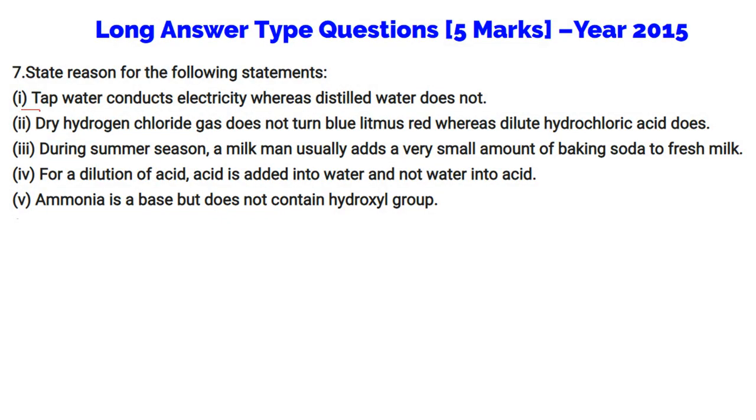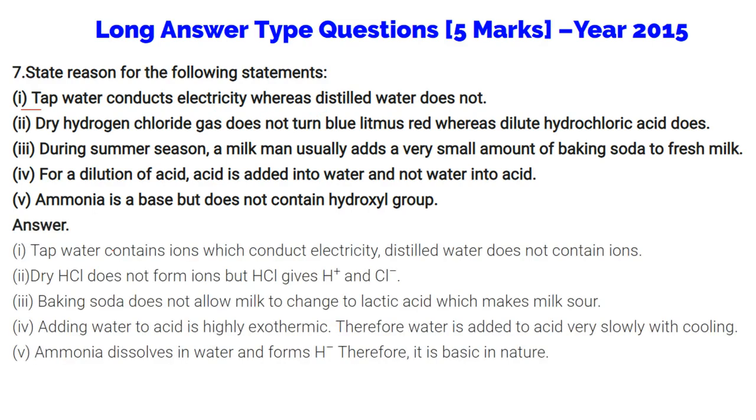State reason for the following statements. First, tap water conducts electricity, whereas distilled water does not. This is because tap water contains ions, which conduct electricity. Anything which has ions or free electrons will conduct electricity. Distilled water does not contain ions.